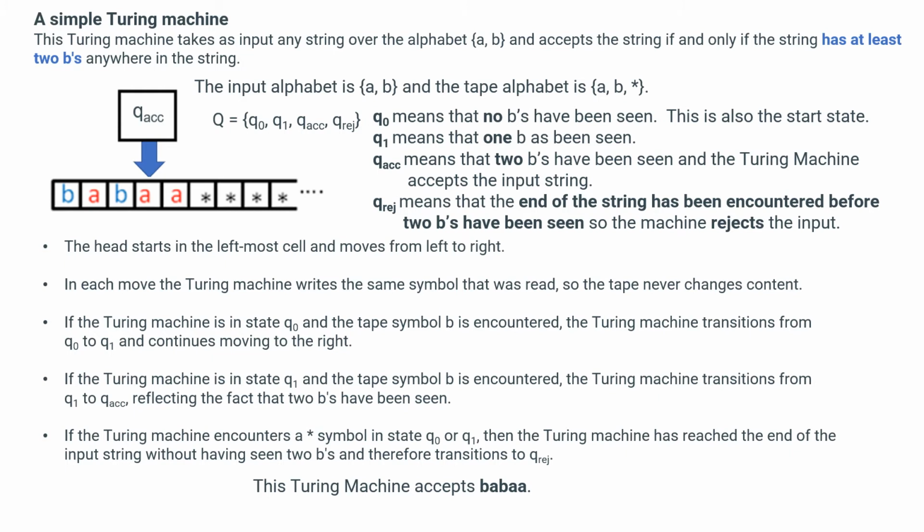So this particular one that we just looked at had an input string of BABAA, and we would say that this Turing machine accepts BABAA because it did get to the accept state as it went through that process.